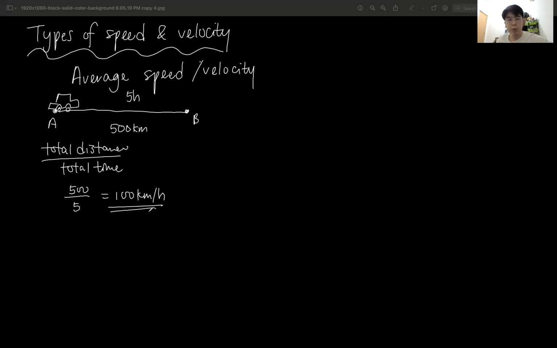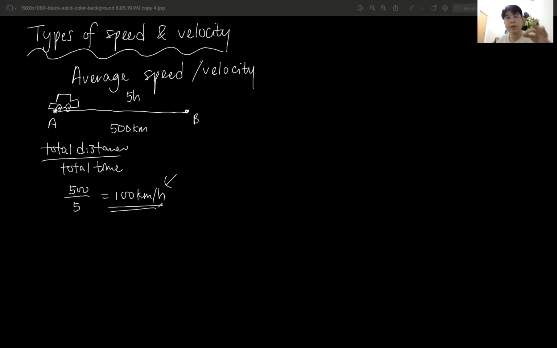Now, during the journey, your speed is never at 100 kilometer per hour, right? Sometimes your speed goes beyond 100. Sometimes your speed drops below 100. So it keeps changing. In other words, you can see the meter, the speedometer, right? So it keeps changing. So it's never 100 kilometer per hour maintained like this. Okay, so understand the difference.